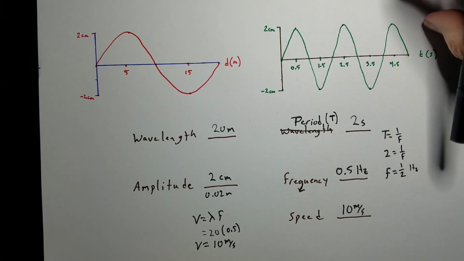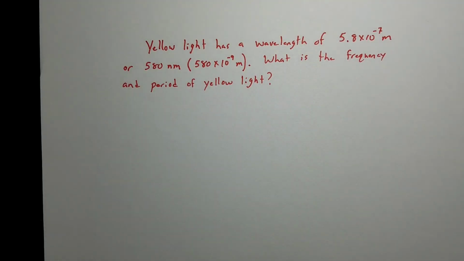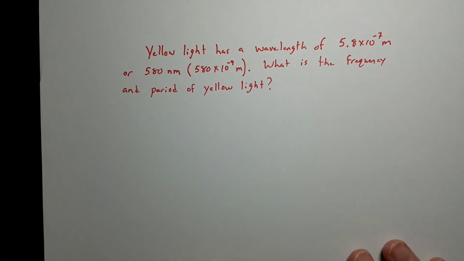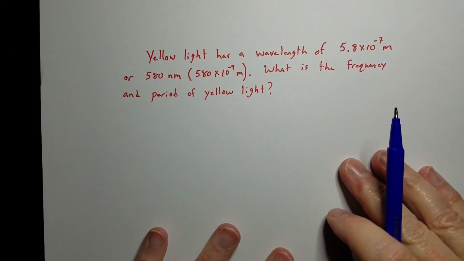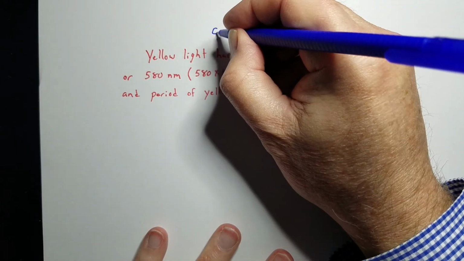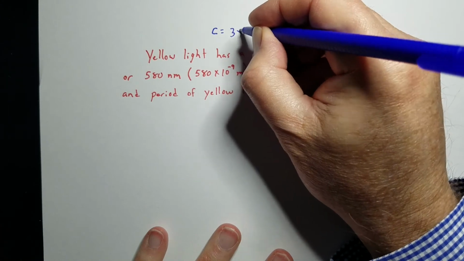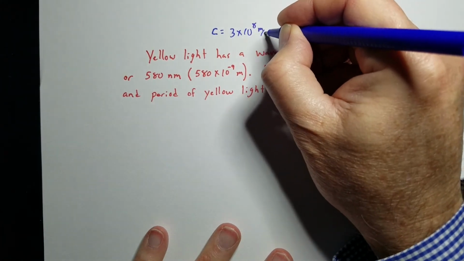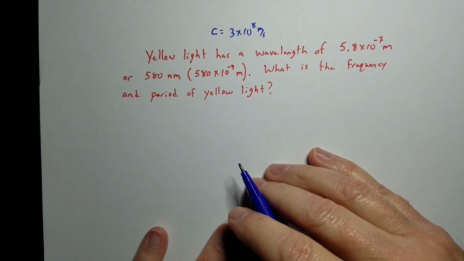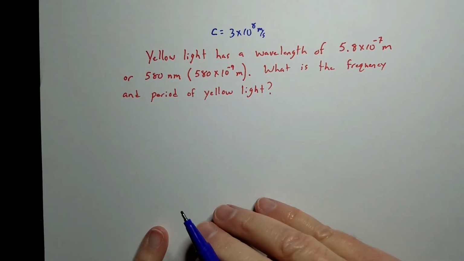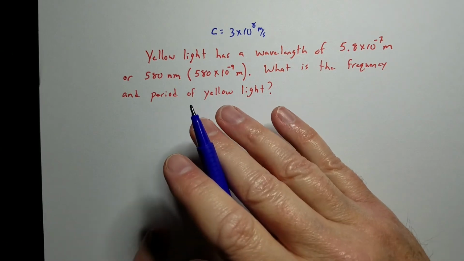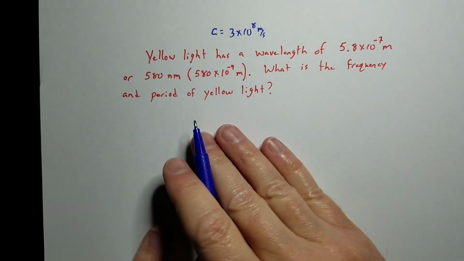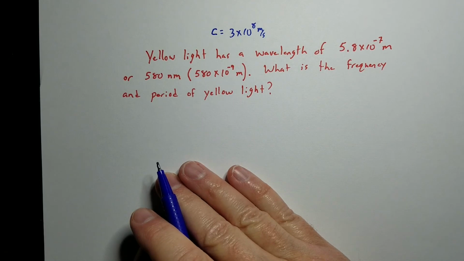One more question for us. This one is still a wave, but this one's light. Now the one thing about light is light travels the speed of light, which is 3 times 10 to the 8th meters per second in a vacuum. And so I want to know the frequency and period of this beam of yellow light.